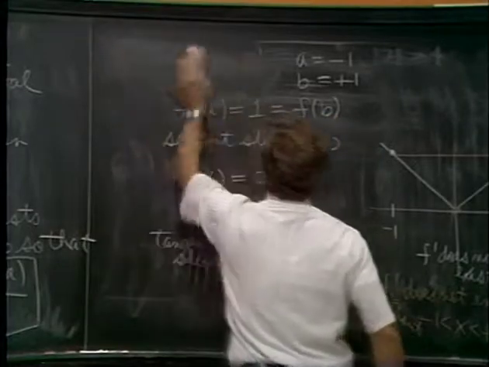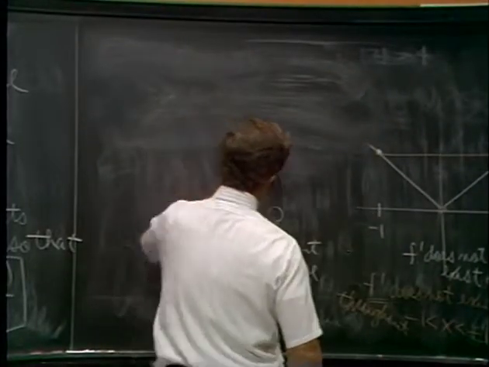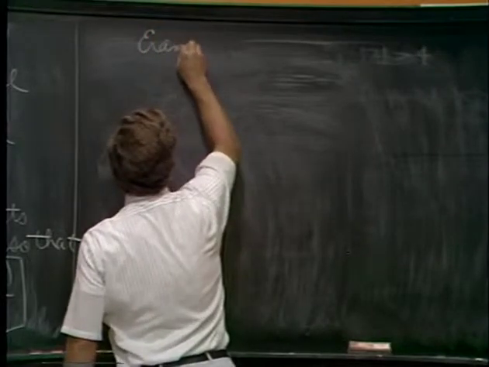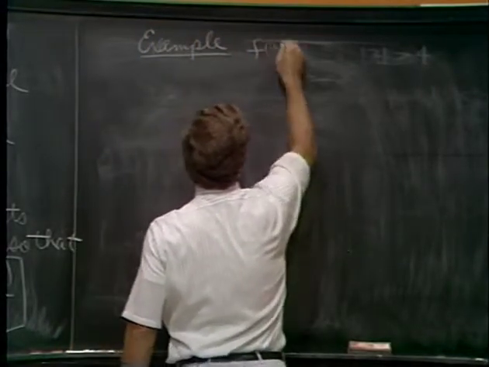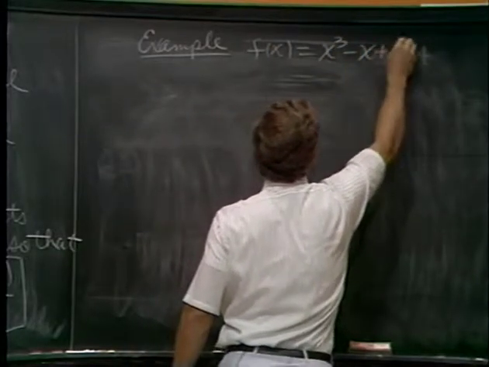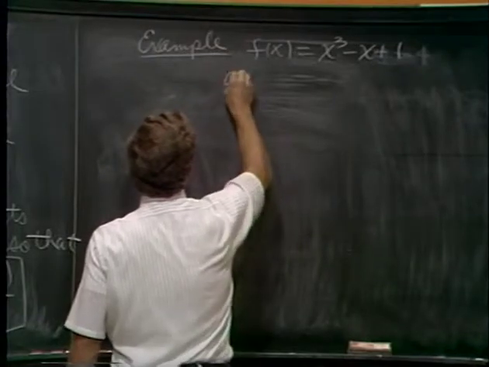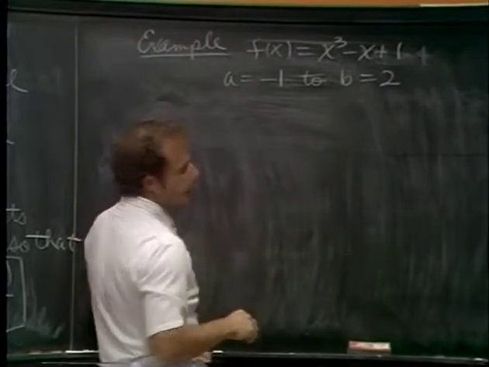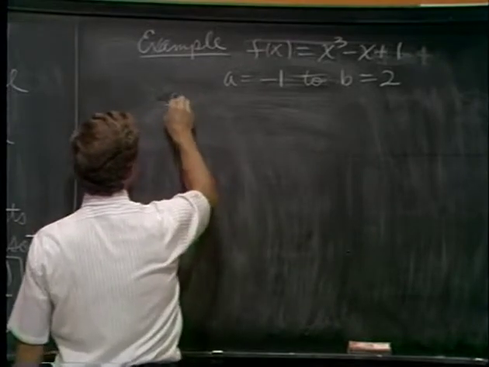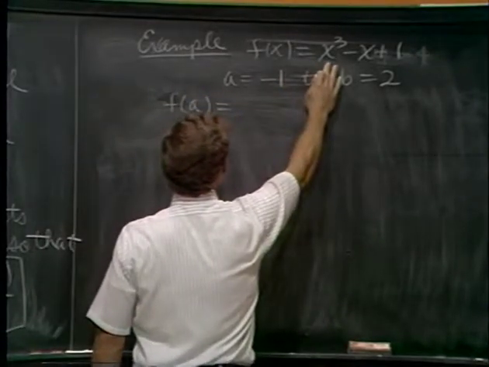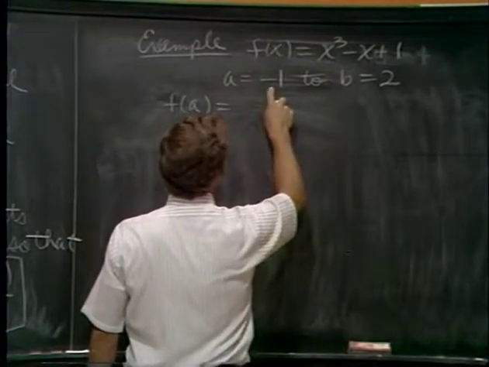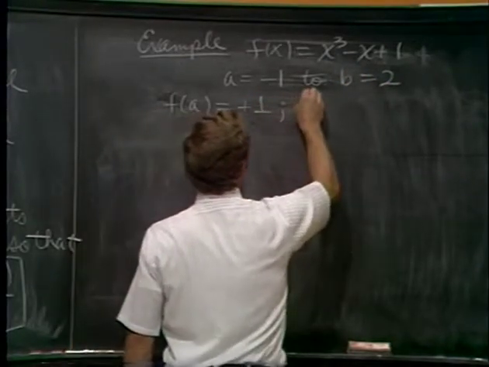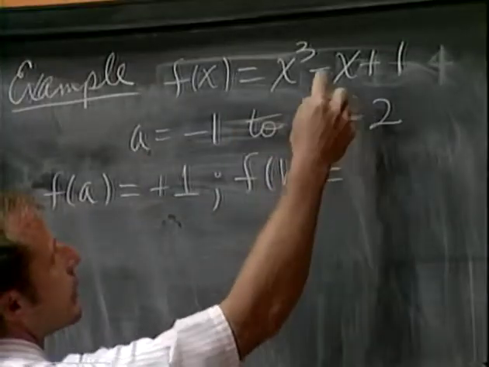So let me give you a quick rundown on that. This is probably not as easy as some of yours are, but it's the same idea. Take a cubic polynomial. Let's take as our interval minus 1 to 2. And what you're supposed to do is produce a c that does the job. Now let's find out first what f of a is. a is what? Minus 1. Minus 1 plus 1 plus 1 looks like a plus 1. f of b is 8 minus 2 is 6 plus 1 is 7.